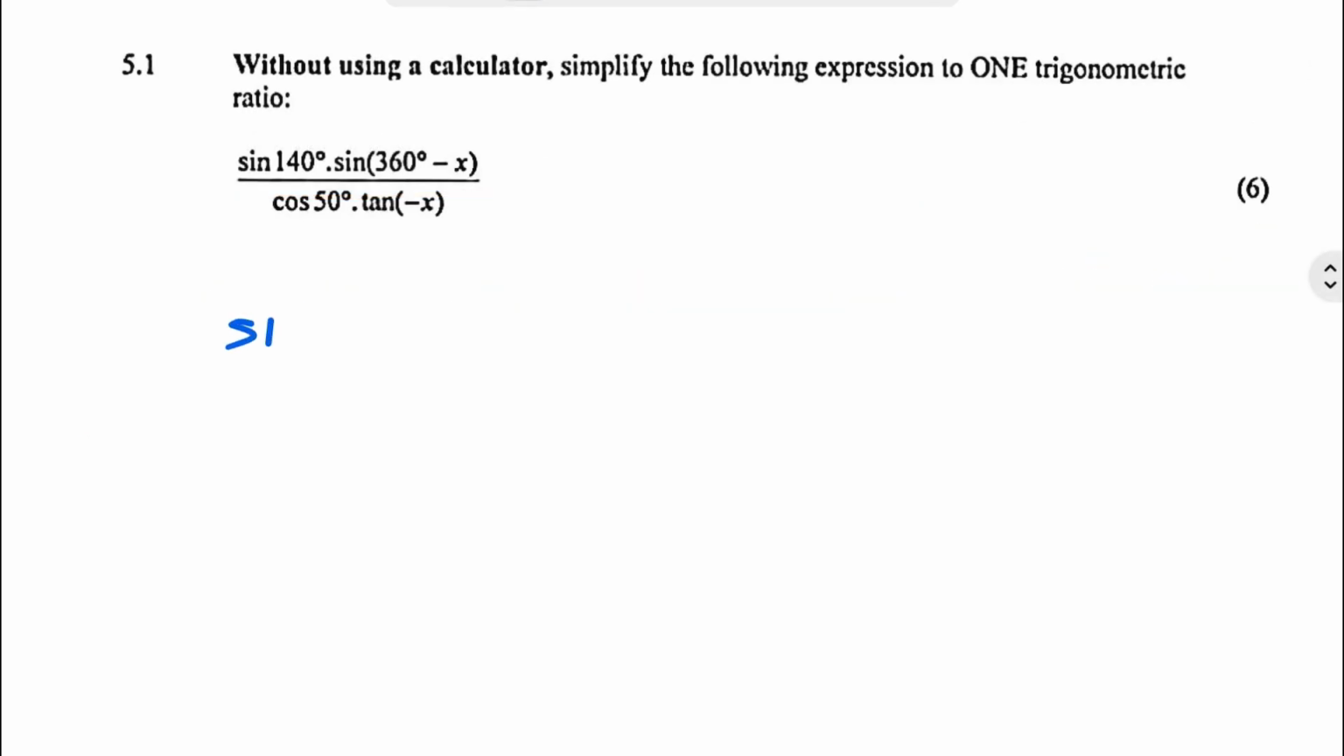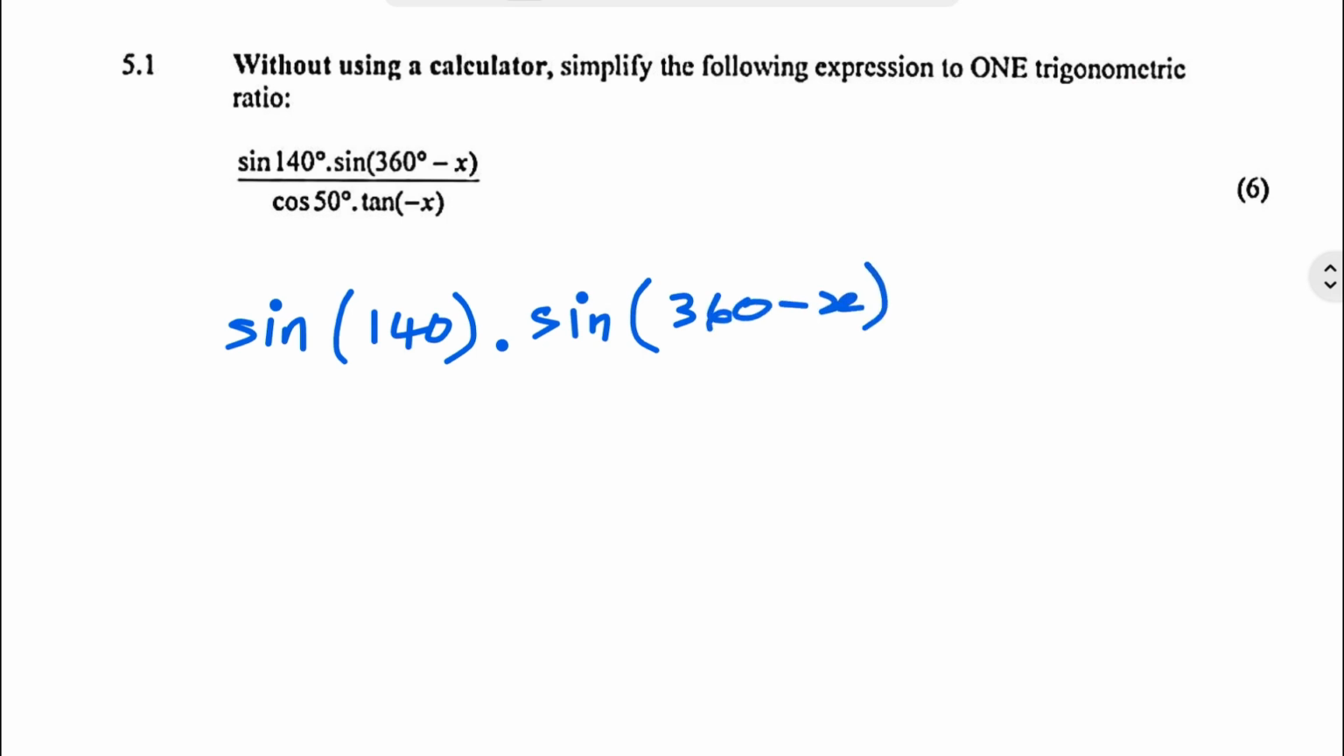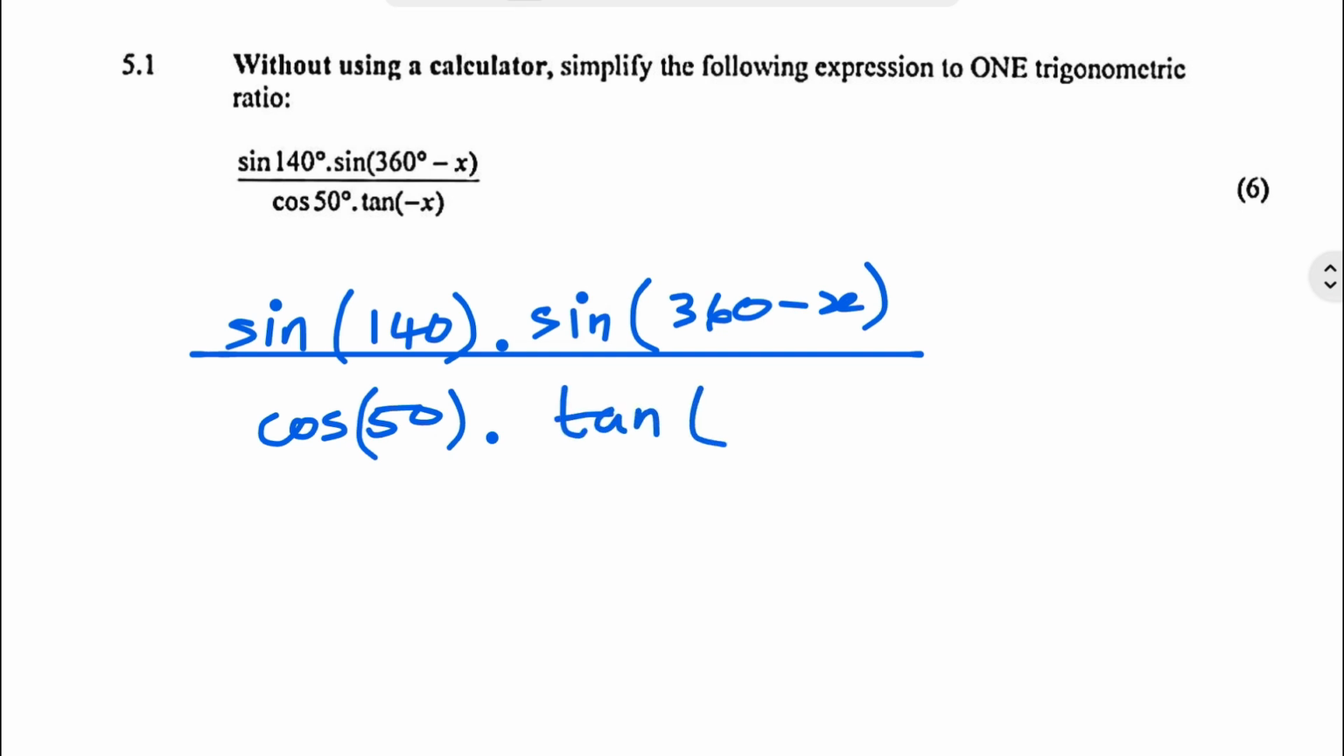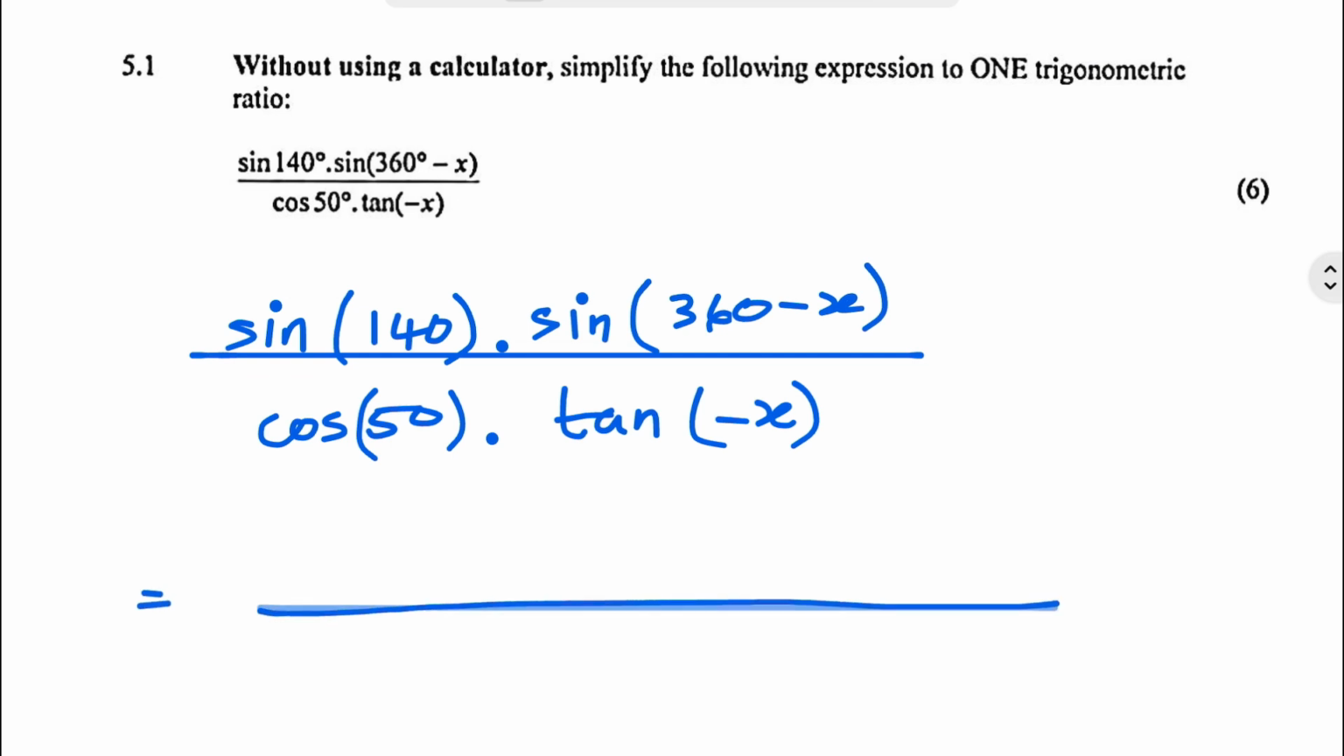Moving on to our second question. Here we have sine of 140 degrees multiplied by sine of 360 degrees minus x, that's being divided by cos of 50 degrees, I'll put that in brackets, times tan of negative x. Now let's make use of our reduction tables and simplify this even further.